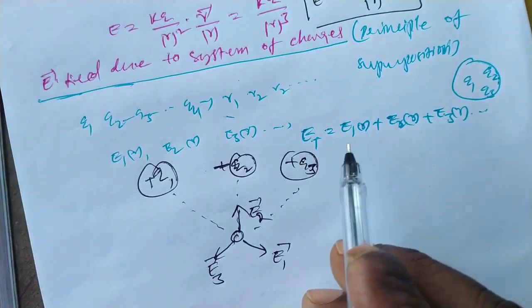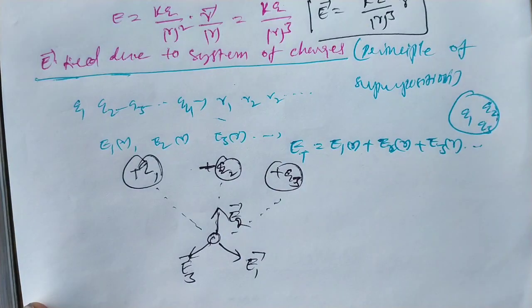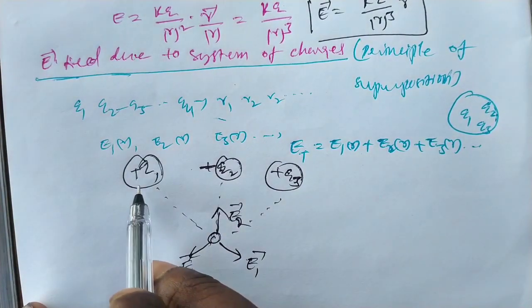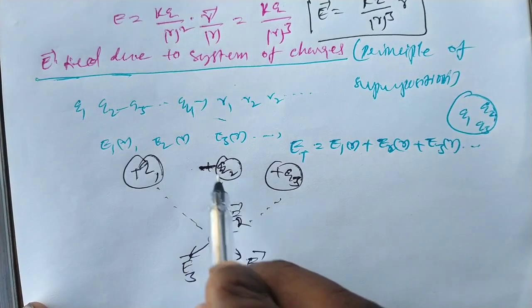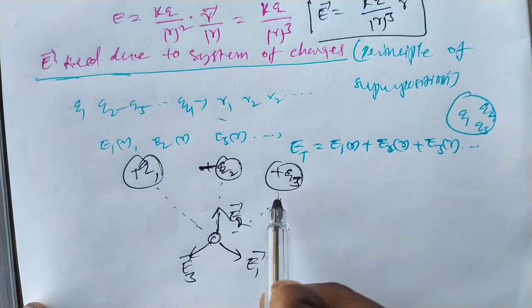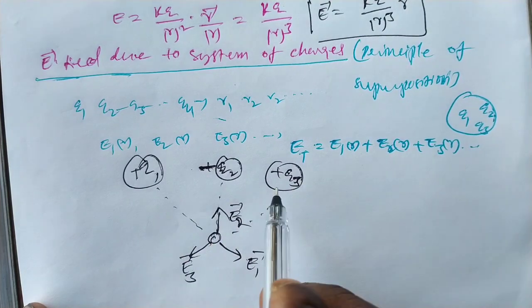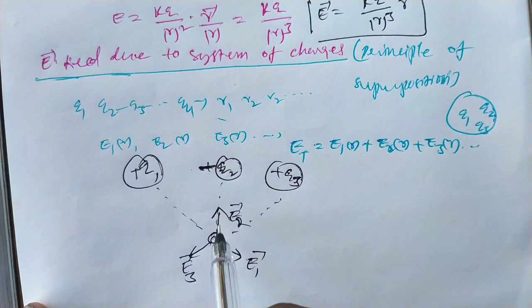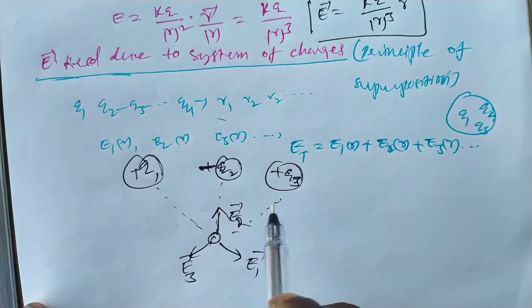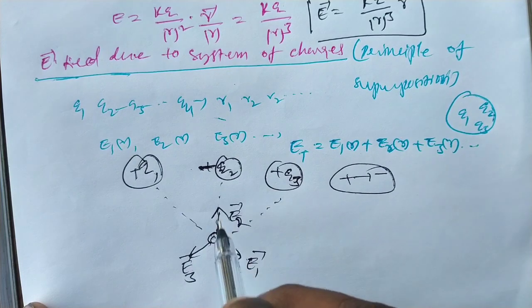The net electric field is equal to E1R + E2R + E3R. Due to the first charge, the electric field is directed outward. In the case of minus, due to the second charge, it is inward. In the case of the third charge, plus Q, the field is radially outward, so E1 and E3 are outward, due to the plus charges. The electric field goes from plus to minus. In the case of minus, it is attraction.